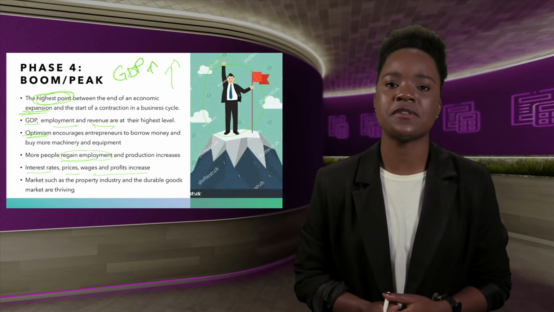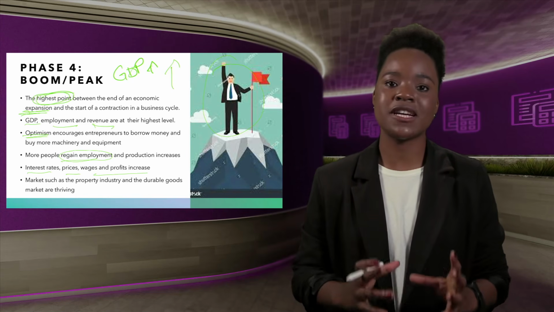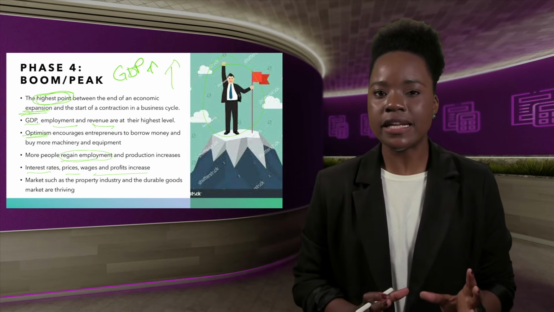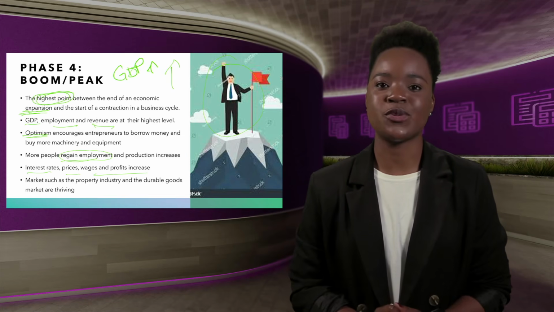So these are our different phases of the business cycle. And you must remember that if you're writing about them, they must be out of 26 marks. Write at least 5 points at the very most in each phase, and that will constitute 26 marks.